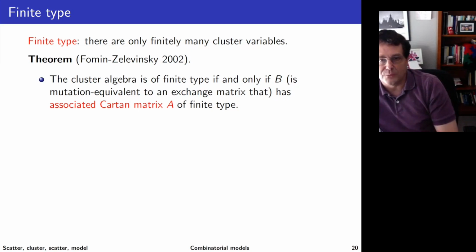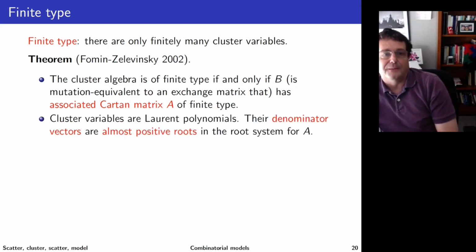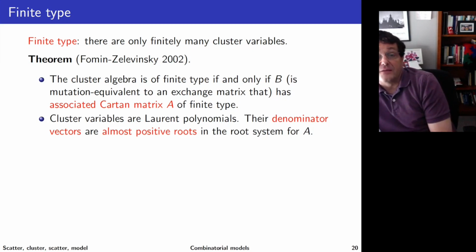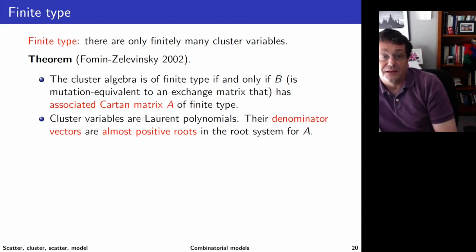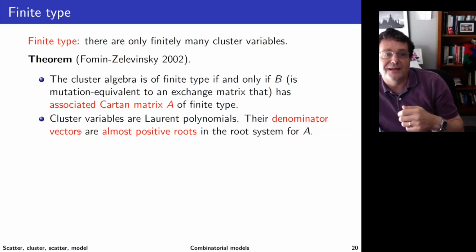And there's sort of a one-step way to check this also that people have looked at. Cluster variables are always Laurent polynomials, and their denominator vectors are almost positive roots in a root system for A. So I've got a Cartan matrix of finite type. There's a root system associated to it. And it turns out that if I want to know which denominators happen in my cluster variables, I'm getting either the simple root coordinates of positive roots, or I'm getting the negatives of the simple roots. And that's why I say almost positive roots.